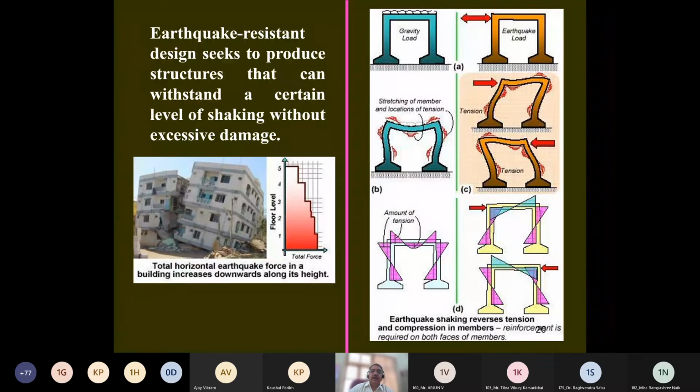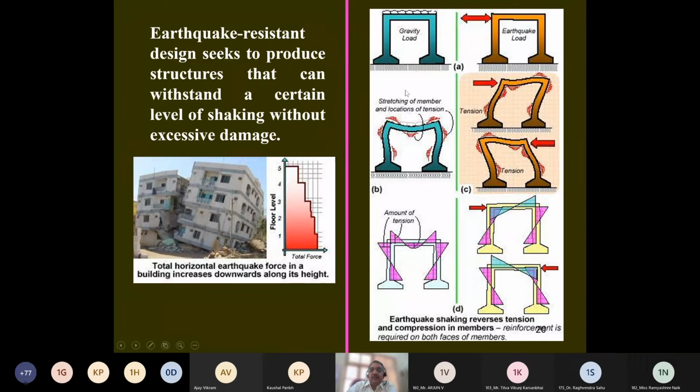Now about RC buildings. Earthquake resistant design seeks to produce structures that can withstand a certain level of shaking without excessive damage. Total horizontal earthquake force in a building increases downwards along its height. So inertia forces increase downwards along its height. This is a collapse of the building.